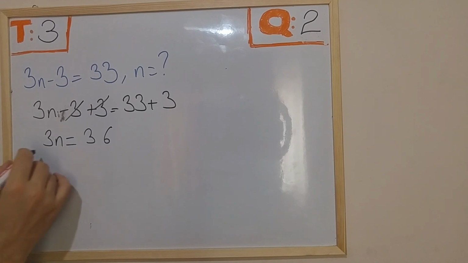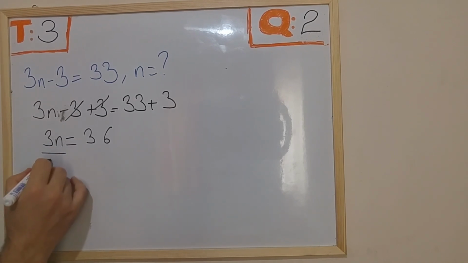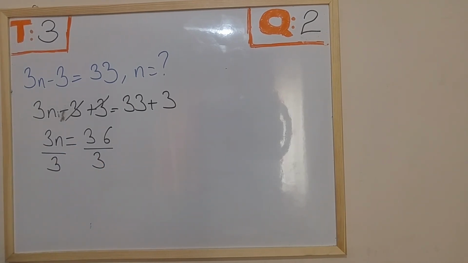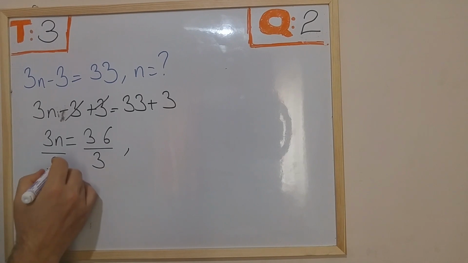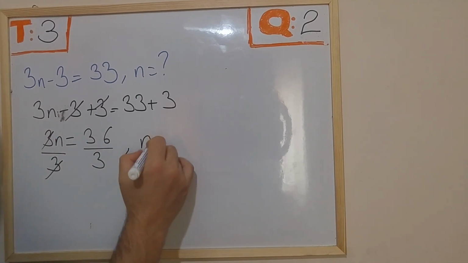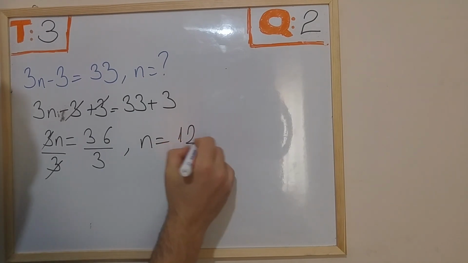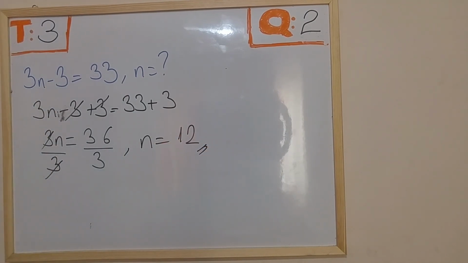Now we have to get rid of the 3 in front of n, which is the multiplier of n, so we have to divide this by 3, and we have to divide the other side by 3 too. This will leave us with n is equal to 36 divided by 3, which is equal to 12. And this is the answer.